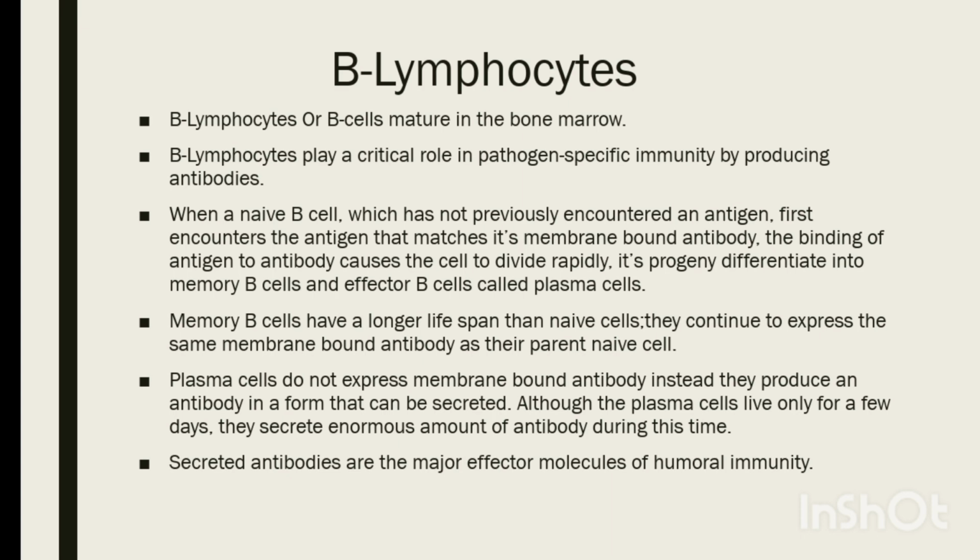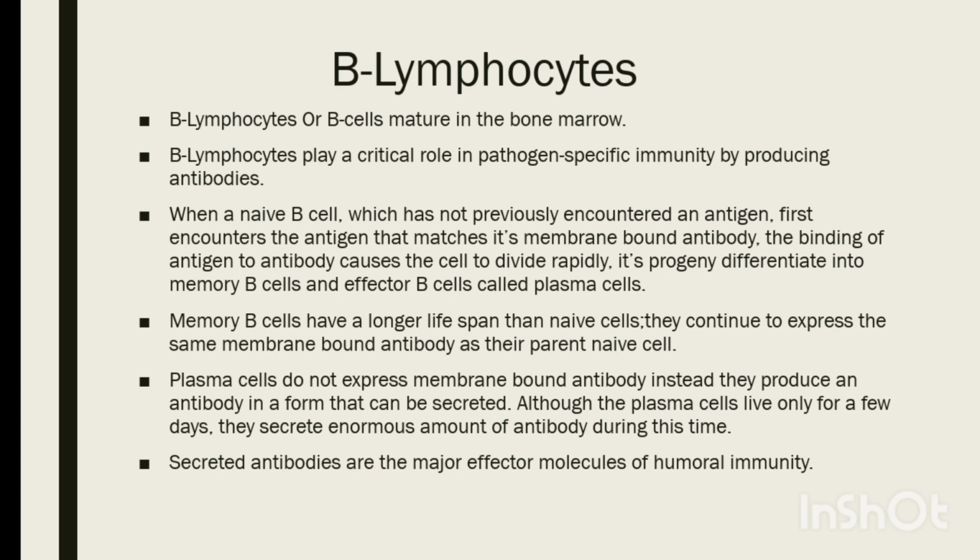Now, when a naive B cell which has not previously encountered an antigen first encounters the antigen that matches its membrane-bound antibody, the binding of the antigen to that antibody causes the cell to divide rapidly. Its progeny differentiate into memory B cells and effector B cells called plasma cells.